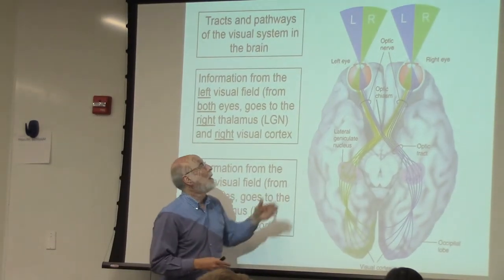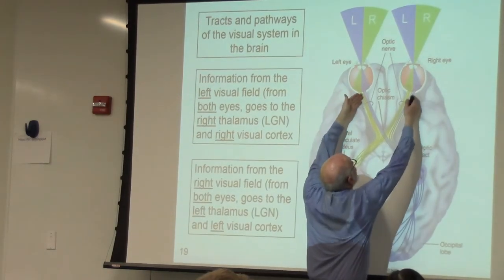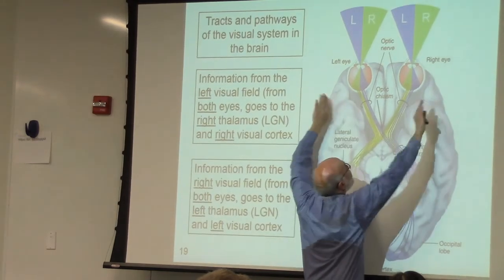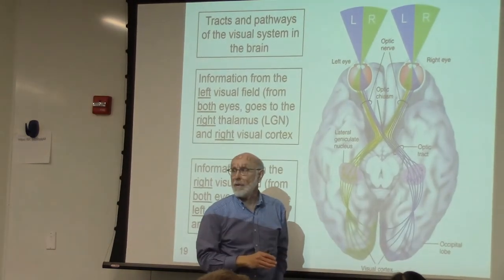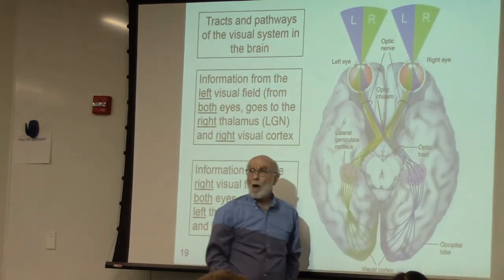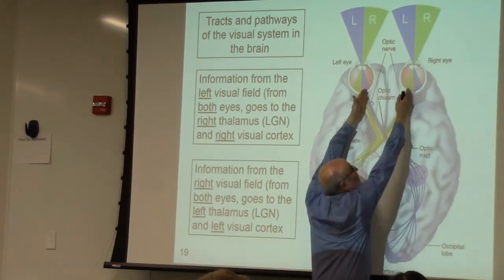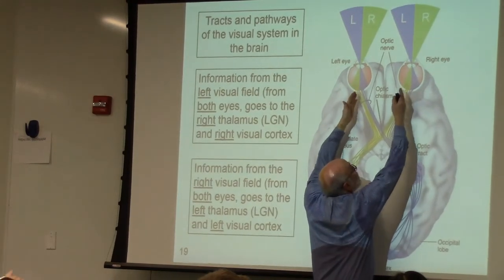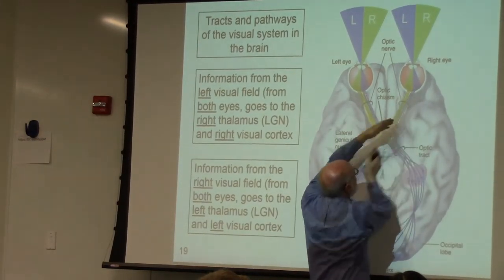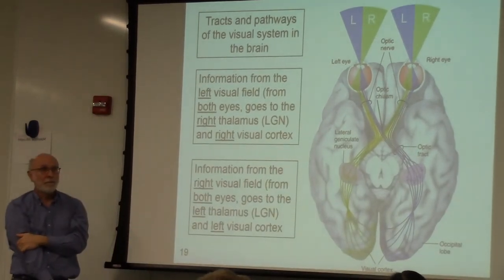Or you can remember that lateral axons, that is to say, axons from ganglion cells in the lateral part of the retina, lateral to the fovea, end up not crossing, and axons from medial parts of the retina, medial to the fovea, do cross. It's the same information.